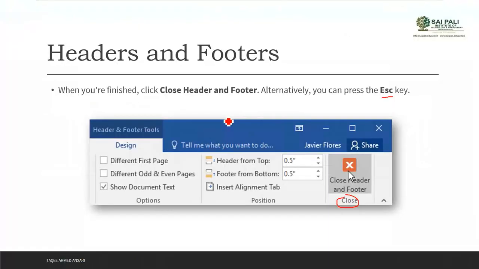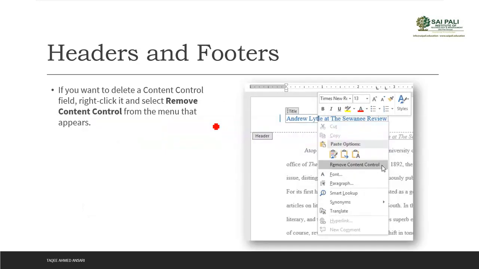Now if I don't want this, if I want the header title to be static and not change, then I can remove this placeholder and make it static text. If I want that, I right click here and choose the remove content control option. It will become normal text instead of the title placeholder.